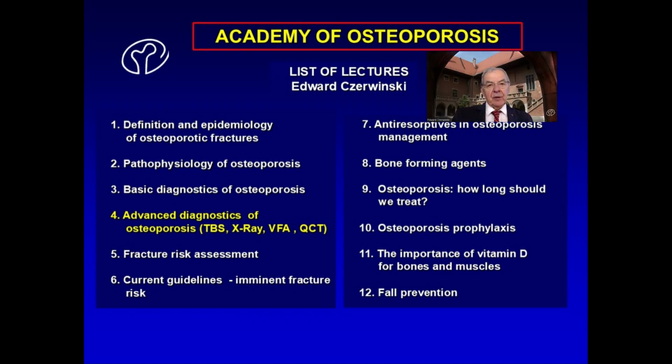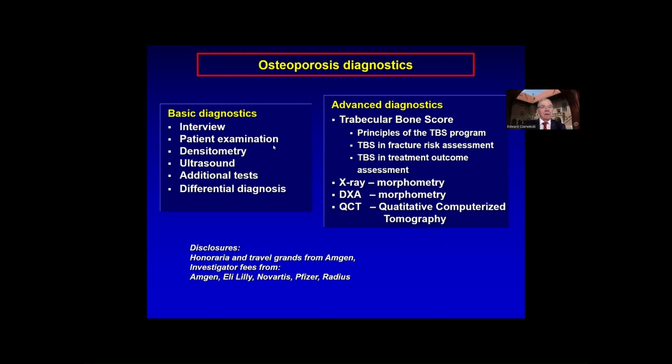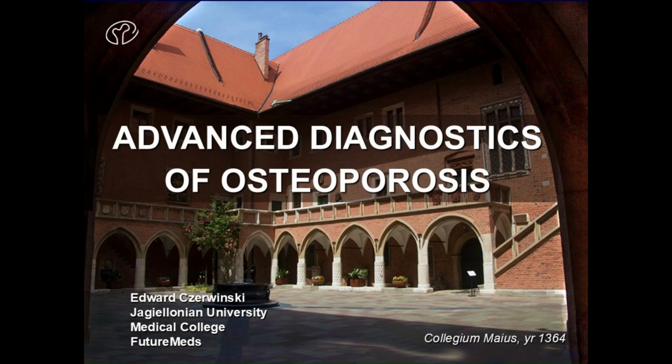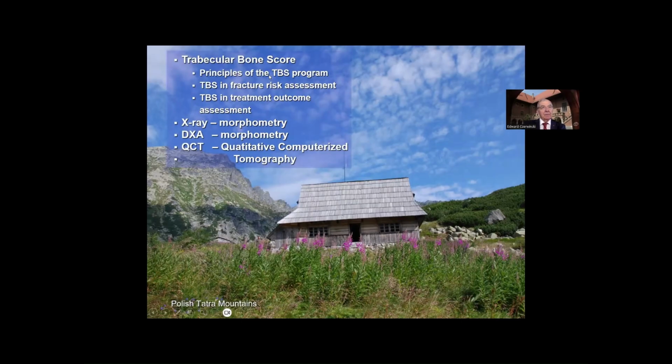This is the fourth lecture on the advanced diagnostics in osteoporosis. The previous was just on the basic diagnostics. In the previous lecture, I discussed the basic diagnostics of osteoporosis. Today, I will speak about advanced diagnostics of osteoporosis, meaning Trabecular Bone Score, the principles and application, X-ray morphometry, DEXA morphometry, and QCT, meaning Quantitative Computerized Tomography.